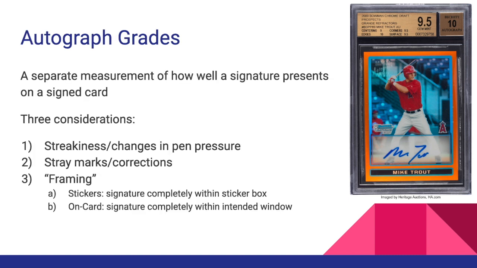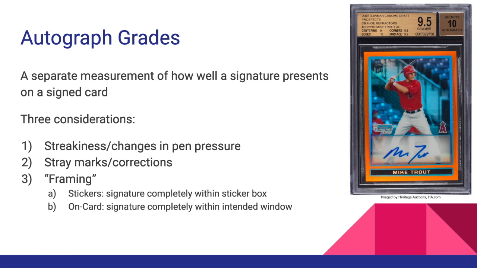When you move into autograph grades, now this is something that's separate. It doesn't go into the four that the other ones go into. But a lot of times people will use a dual service with SGC or PSA, or with Beckett, to have an assigned autograph grade. This is very prevalent in Beckett slabs in particular, especially with your Contenders and your First Bowman autographs.